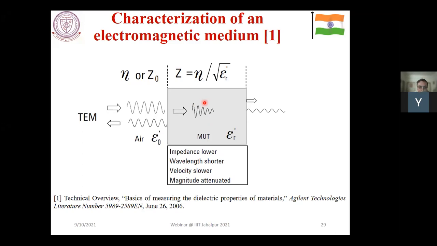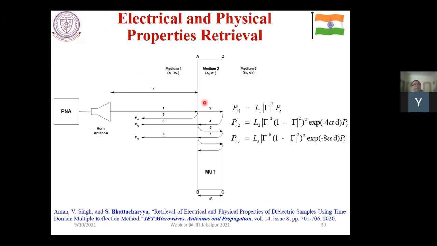Okay. What I can tell next is one of the techniques we are showing, to retrieve the electrical and physical properties. The two mediums, medium one and three, are identical, which is nothing but free space. Medium two you can think of as the medium under test. Think of it this way: some wave is incident from this side, which is wave number one. Part of it, wave two, will be transmitted toward medium two, while wave three is undergoing reflection, right?